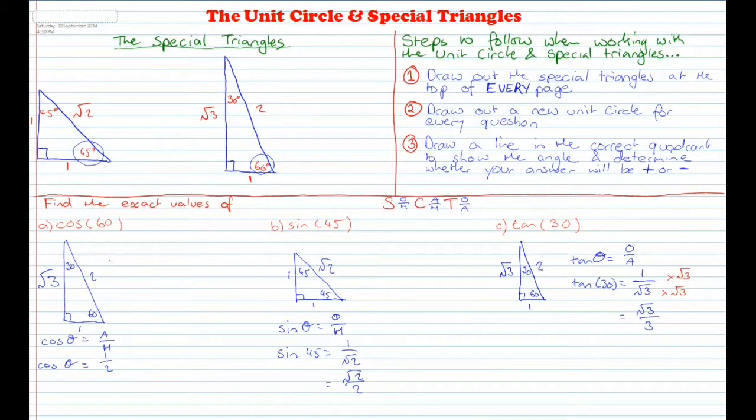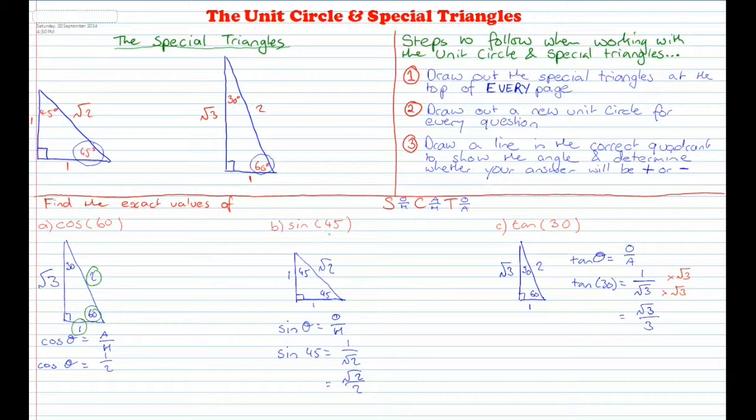Excellent, so welcome back. Now as you can see, for cos of 60, what I've done is chosen the triangle that had 60 degrees in it, and I've got my 60 degrees here. Now for cos, it's equal to adjacent over hypotenuse, so my adjacent is 1 over 2, so therefore cos of 60 is equal to 1 over 2.